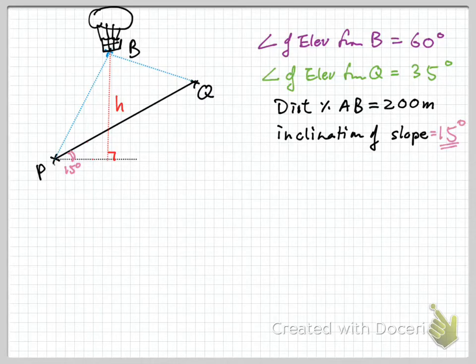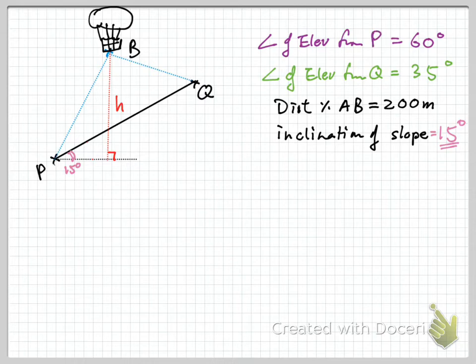Let's move on to the next question about angles of elevation. Now this one is more complicated. We have a hot air balloon, and we call it B. We make two observations from points P and Q. This should be point P.